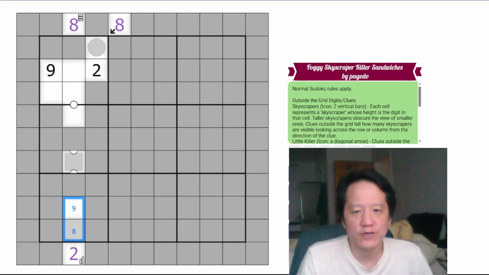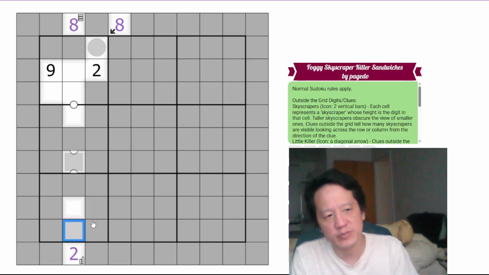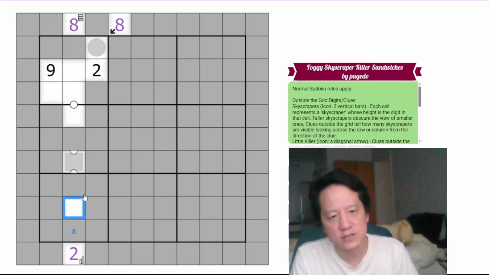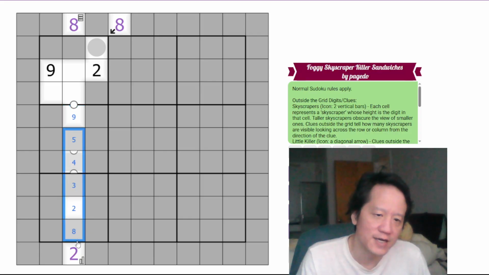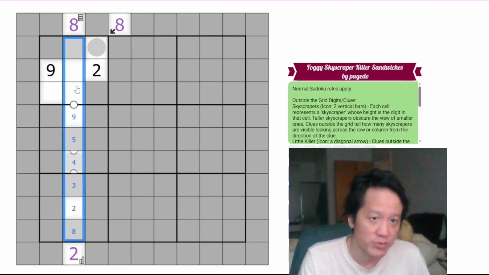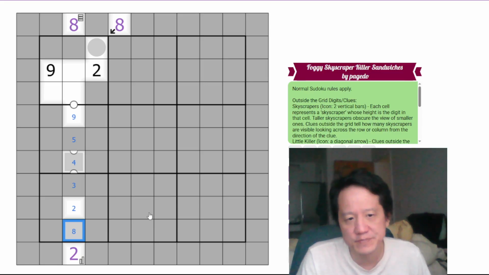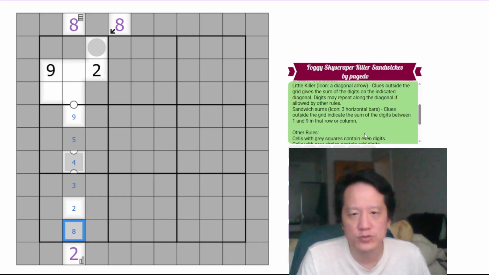You could also have another example, say, of something like 8, 2, 3, 4, 5, and then 9. And then the 2, 3, 4, 5 is not seen from this direction because it's all blocked by the 8, right? So that's an example of how skyscrapers work.